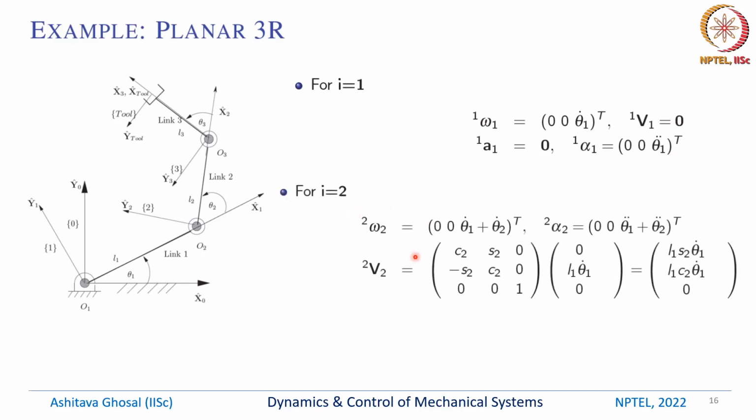For i equals 2, we substitute back i equals 2 in the propagation equations and we will get 2ω2 as 0, 0, θ1 dot plus θ2 dot. 2α2 will be 0, 0, θ1 double dot plus θ2 double dot. 2v2, what does 2v2 mean? It is the velocity of the second link, which is the velocity of the origin of the second link, expressed in the second coordinate system.